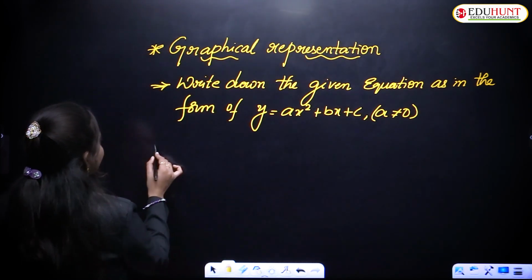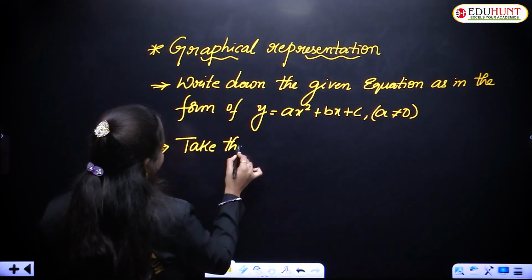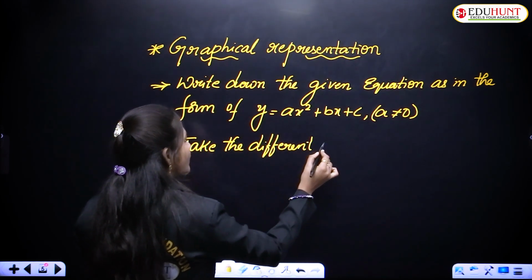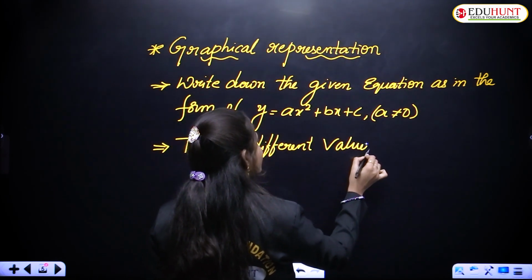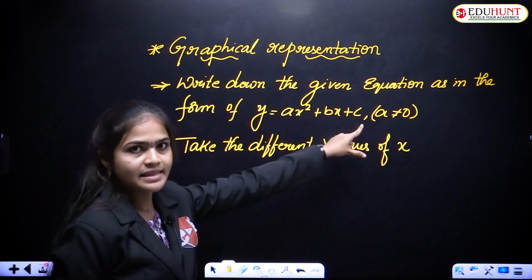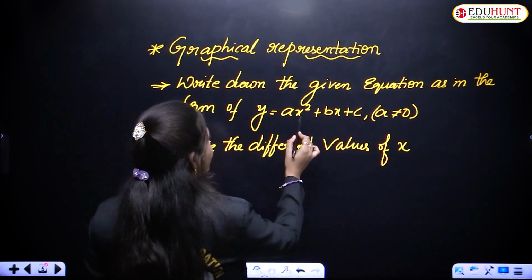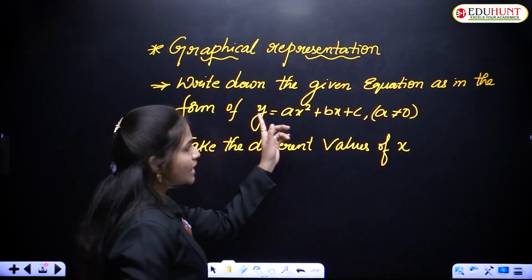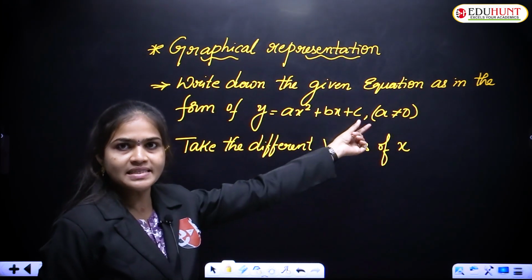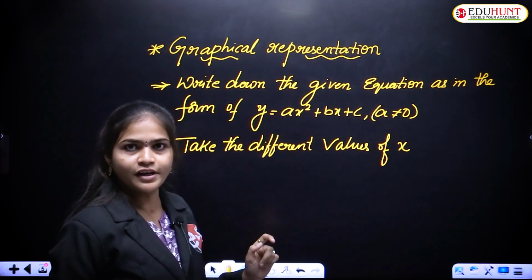Understand? Second step is take the different values of x, then we will get the different values of y. Am I clear? Yes or no? See here, for example, x is equal to 1, then y is equal to a plus b plus c. If x is equal to 2, then y is equal to 4a plus 2b plus c. So depending on the x value, we will get different y values.